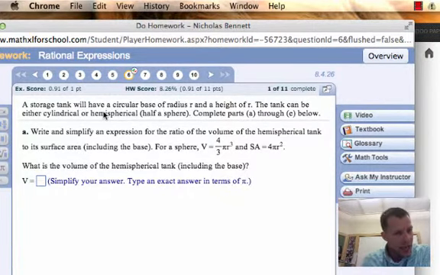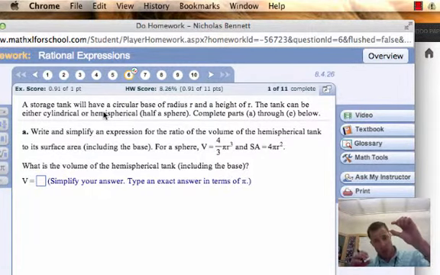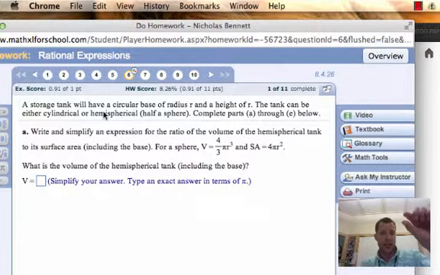It's a lot of steps, and what you're going to do is look at the volume and the surface area of the hemisphere and look at that ratio. Then you're going to look at the volume and surface area of the cylinder and look at that ratio. You're going to compare those two answers, really the last answer in part A and the last answer in part B, and see which one's better.